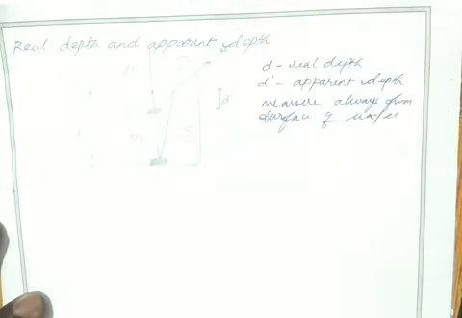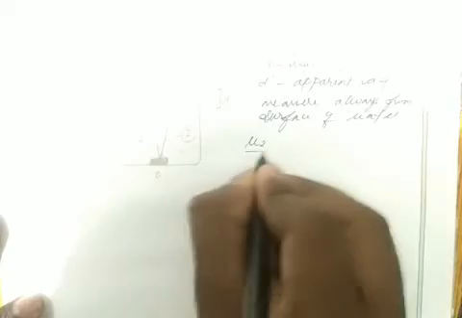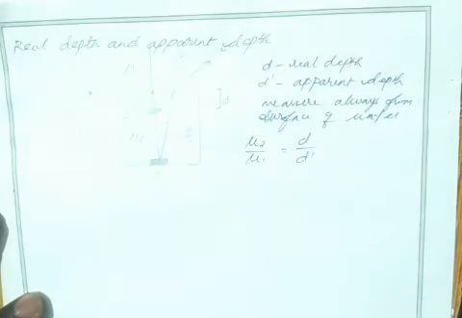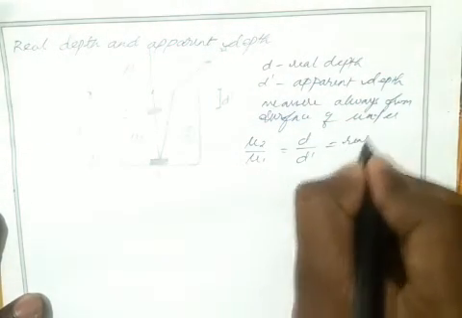We have an important formula for real depth and apparent depth, that is mu2 by mu1 equals D by D dash, which means real depth by apparent depth.